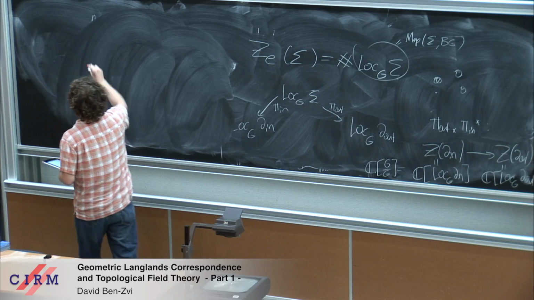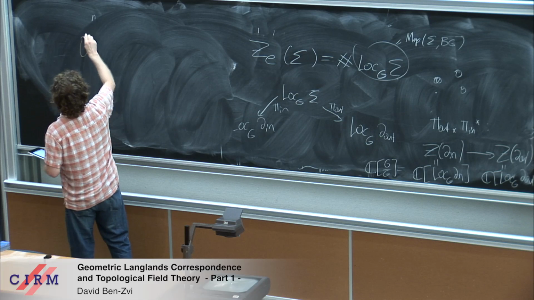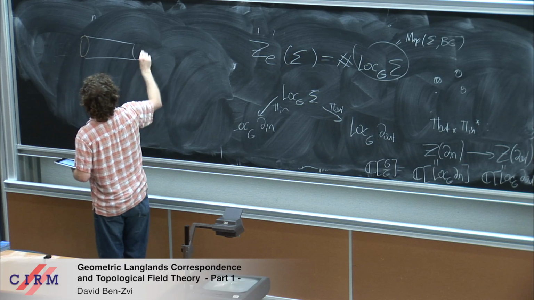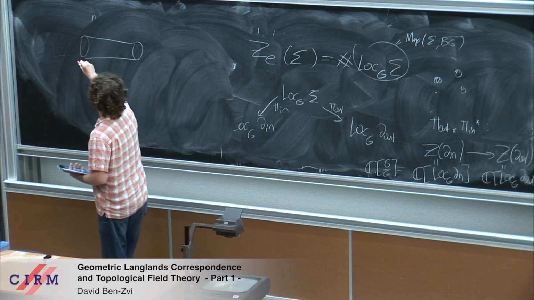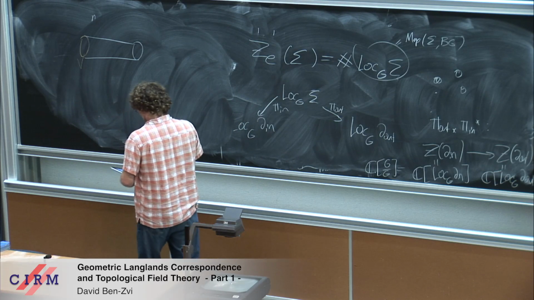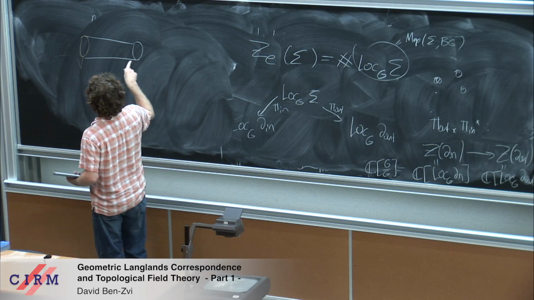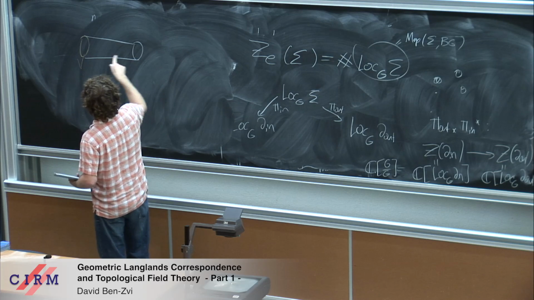So you have a cylinder, and let me draw a cylinder where I've labeled one component of the boundary by V and left the other one free. So what does this picture correspond to? It tells me that this picture gives for me an element.